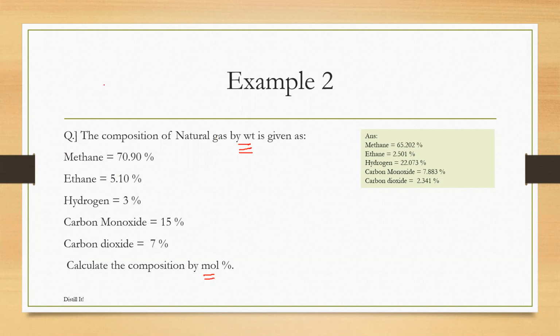Now, this problem is the composition of natural gas given by weight, and we have to convert it into mole percent. In the last problem, we had to convert mole percent to weight percent. In this problem, we have to convert weight percent to mole percent. Okay, this is the second time. So in cases when you have to convert from weight percent to mole percent, you have to do exactly what you did for mole percent to weight percent, but this time you have to start with weight. So like in mole percent, we took 100 kilomole of mixture. Now we will take 100 kg of mixture.